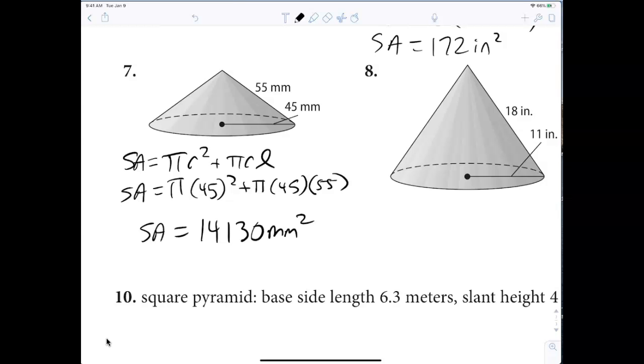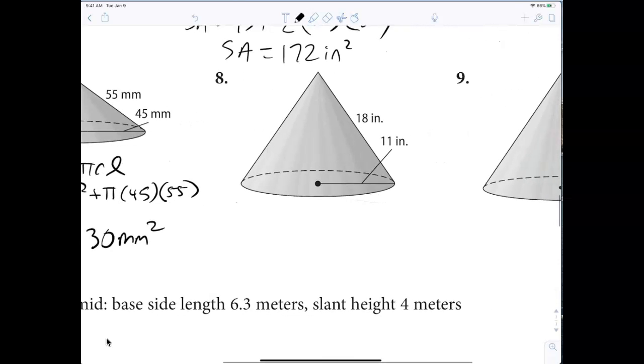So now some people might be using 3.14, some might be using the pi button on the calculator. If you got 14,137, do I really care? No. Now if the answer was 10 and you got 7, would I care? Yes, because 10 and 7 is different. But if I'm looking at 14,000 and we're off by 7, is that big? No, that's not big.